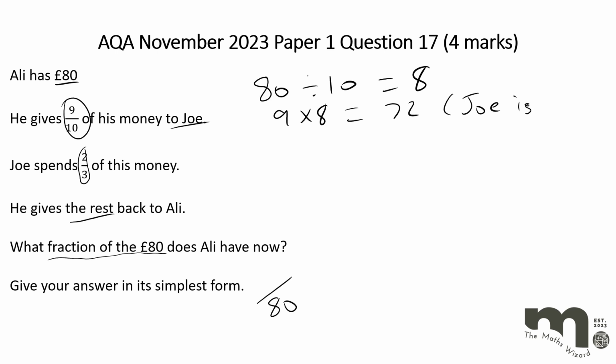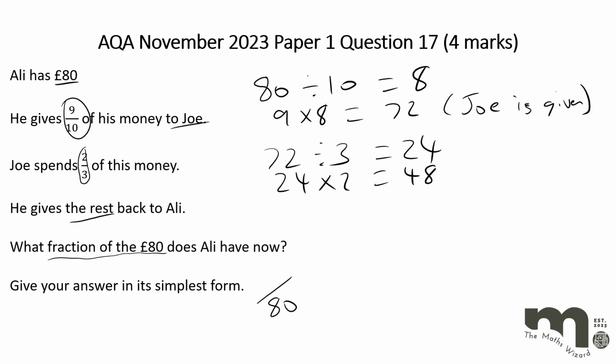We've then got to look at this second fraction, which is 2/3. So we're spending 2/3 of this. So 72 divided by 3 is going to give you 24. 24 times 2 is 48. So Joe spends £48 of the 72 that he is given.